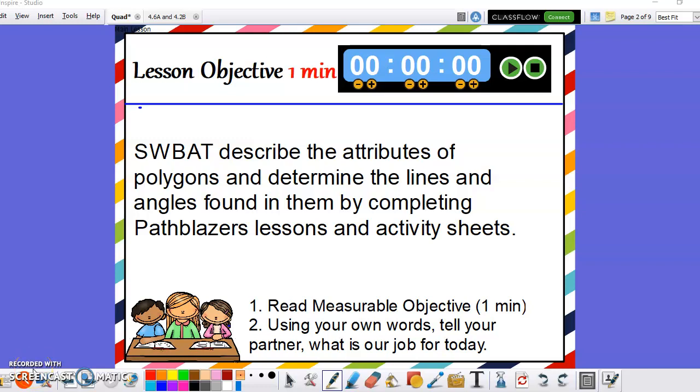All right, so today, April 14th, Tuesday, our lesson is students will be able to describe the attributes of polygons and determine the lines and angles found in them by completing Pathblazers lessons and activity sheets. So we are looking for the attributes of polygons. We want to find the different lines and the angles found in them. So attributes, we're going to look at some vocabulary here.